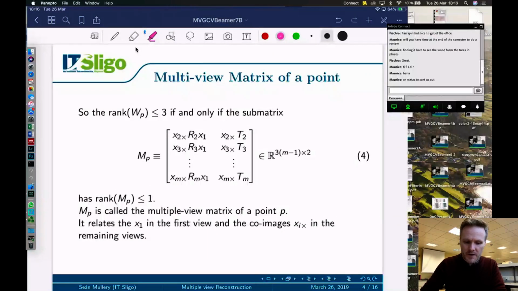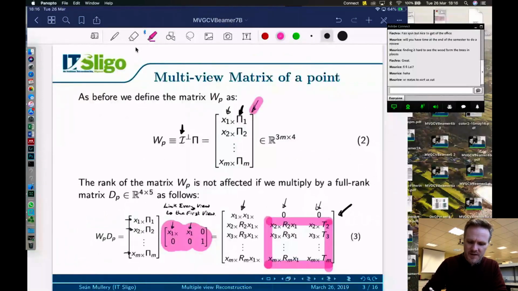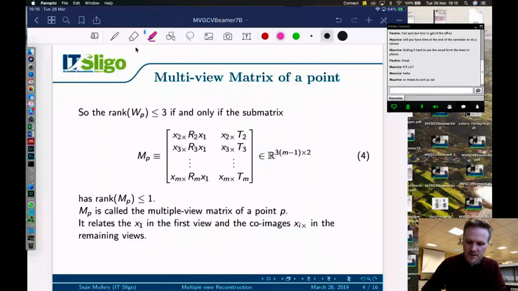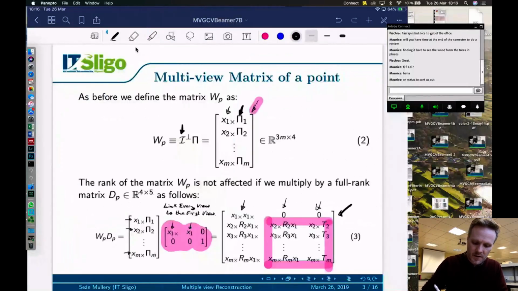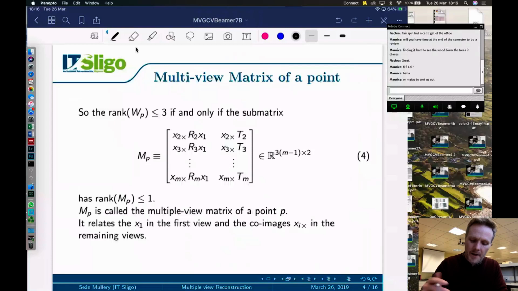And what we know about it is, so the rank of WP, I think I said 2 a minute ago, and I meant it's smaller than or equal to 3. I think there's more than one column in this. I think there are 2 columns in it. So if the rank of WP is smaller than or equal to 3, then it means that the rank of this matrix must be smaller than or equal to 1.